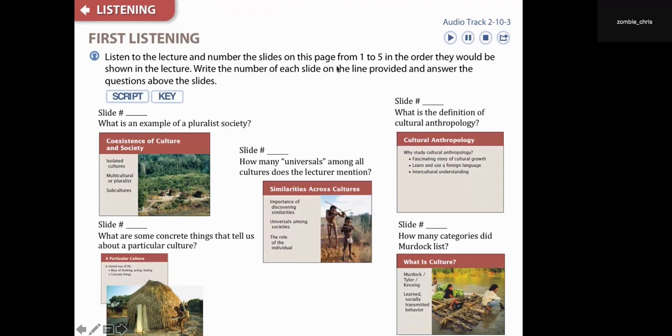Okay, so we'll take a look at this lecture here. The first thing we're going to do is, as we did in the last class, you just need to listen to the lecture. I'll play the whole thing. And then try and put these slides into the order that you think best reflects the content of the lecture.